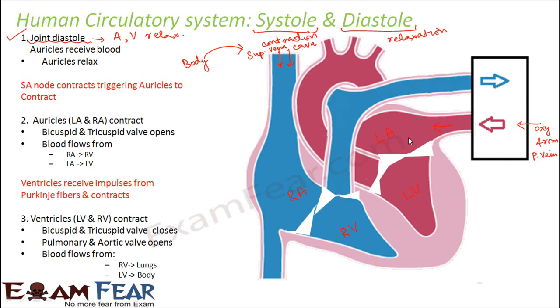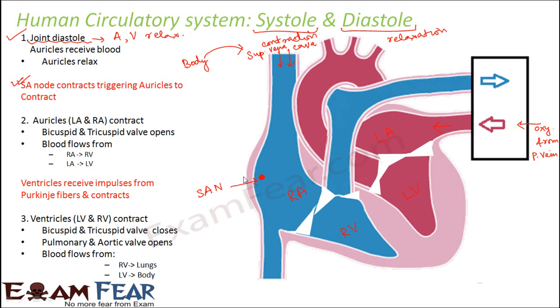What happens next? Now the process starts, and it starts with the SA node. Now as I mentioned, where is the SA node? It is located in the right auricle somewhere. In this picture, this is not the exact location, I'm just telling. Let us suppose this is where the SA node is located. So this is the SA node. So what does it do? It contracts, triggering auricles to contract.